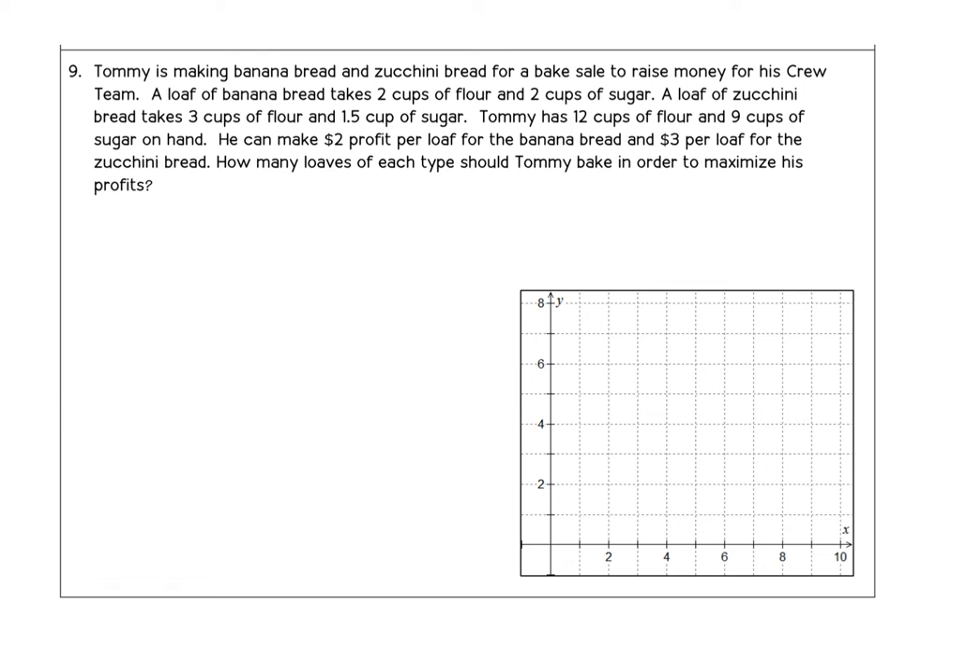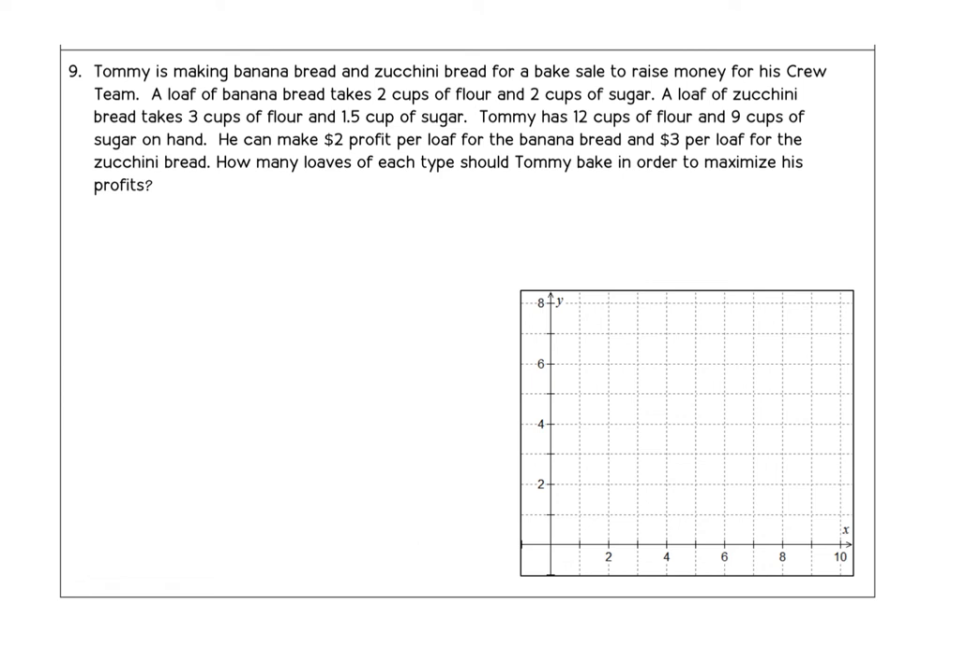Profit. They actually say the word profit here. What's my profit on my banana bread? $2. $3 on zucchini. There's my profit equation. What are my limitations? He has 2 limitations here. What are they? How much flour he has, how much sugar he has, okay? Now here's the thing about this one. They listed it by the bread, not by the limitation.